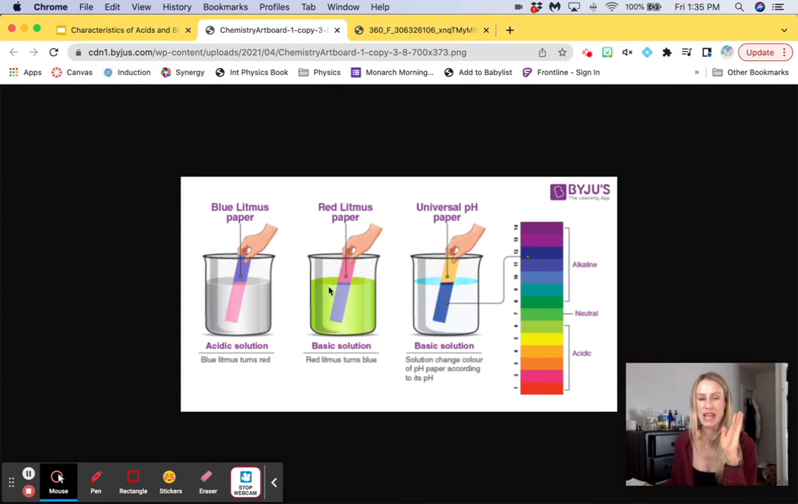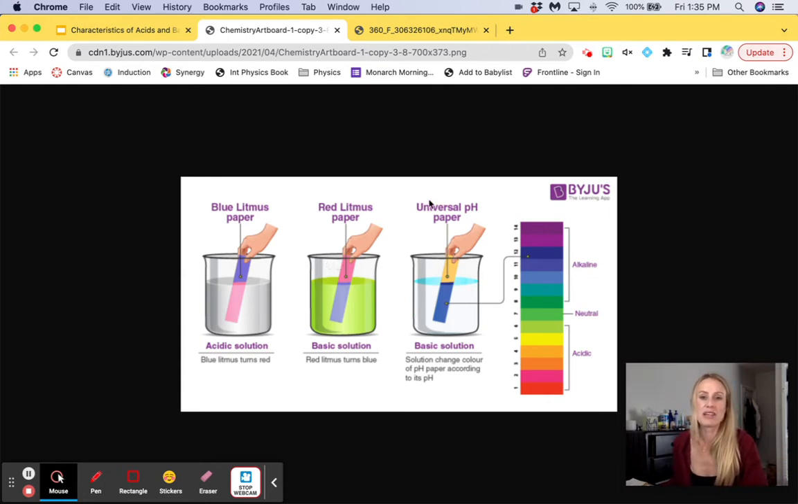So we have blue litmus paper and red litmus paper, but you just have to remember that acids are going to be red, bases are going to be blue. That's all you have to remember. And it's easy to remember because B, base, starts with B, and so does blue.